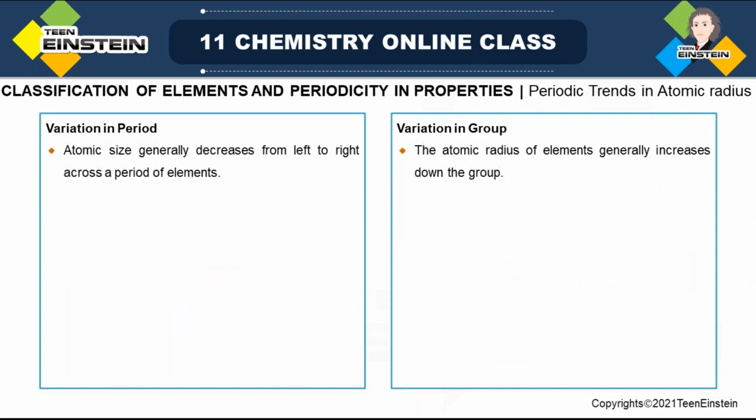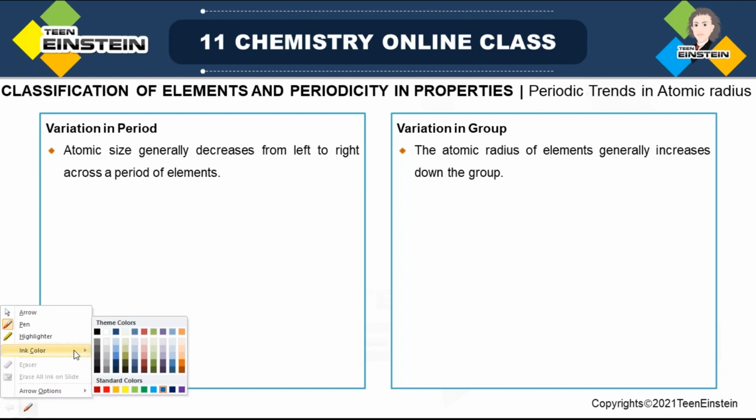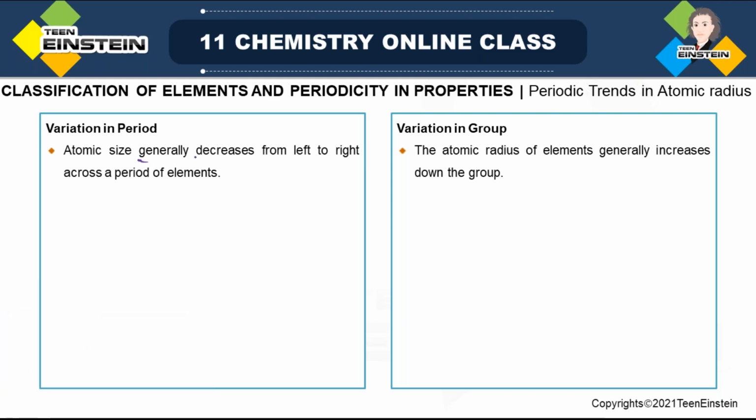Now, if this is the atomic radius definition, now we know. Next, we will see how this radius, or you can say size, changes along the period and also down the group. So first we will see what the variation is in a period. Atomic size generally decreases as you move from left to right. But remember what is mentioned here, generally. So it is not always universal. There may sometimes be some exceptions.